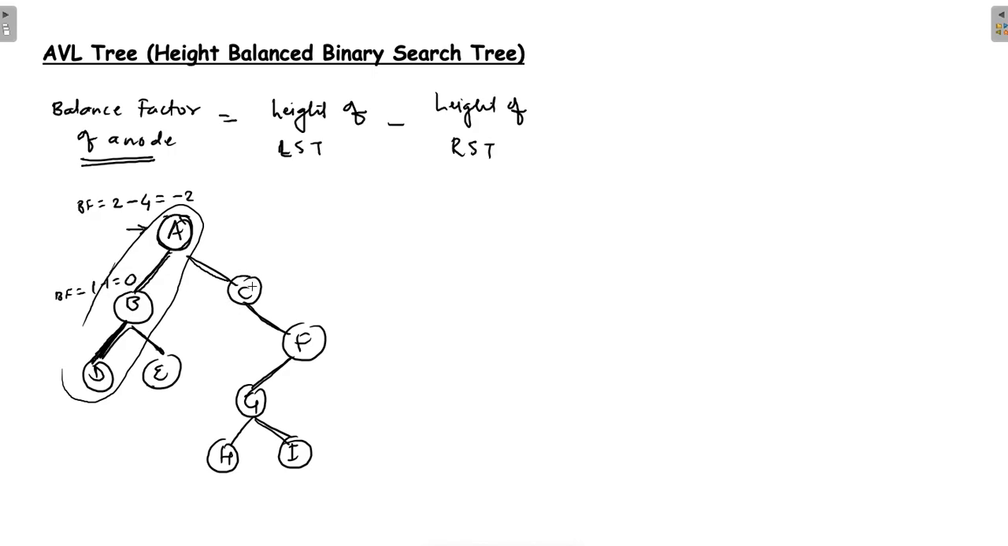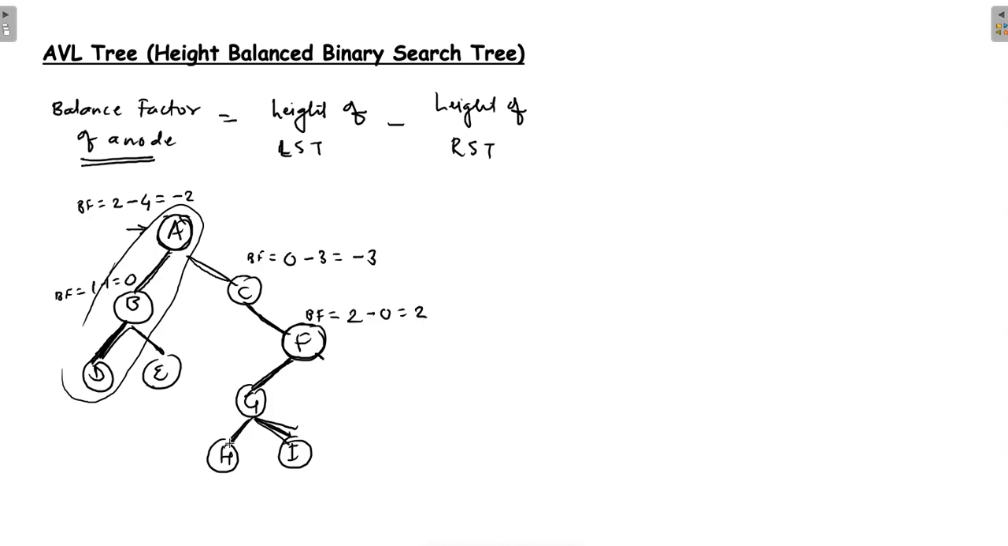For C, let us calculate. There are no left children, so the height of the left subtree is 0 minus the height of the right subtree, which is 1, 2, 3. So it is 0 minus 3, it becomes minus 3. Let us calculate for F. The balance factor is equal to the left subtree's height, 1, 2. So it is 2 minus, there is no right subtree, so it is 0. So the balance factor is 2.